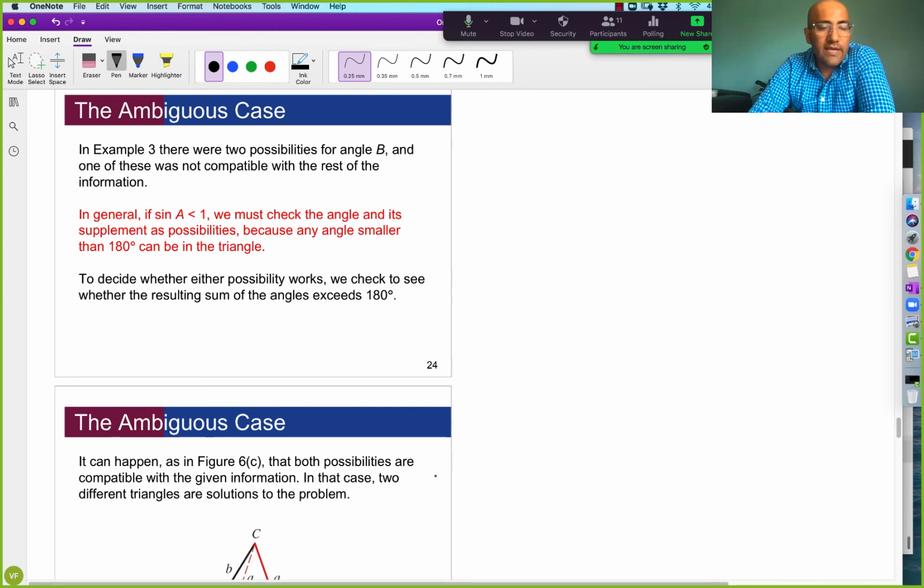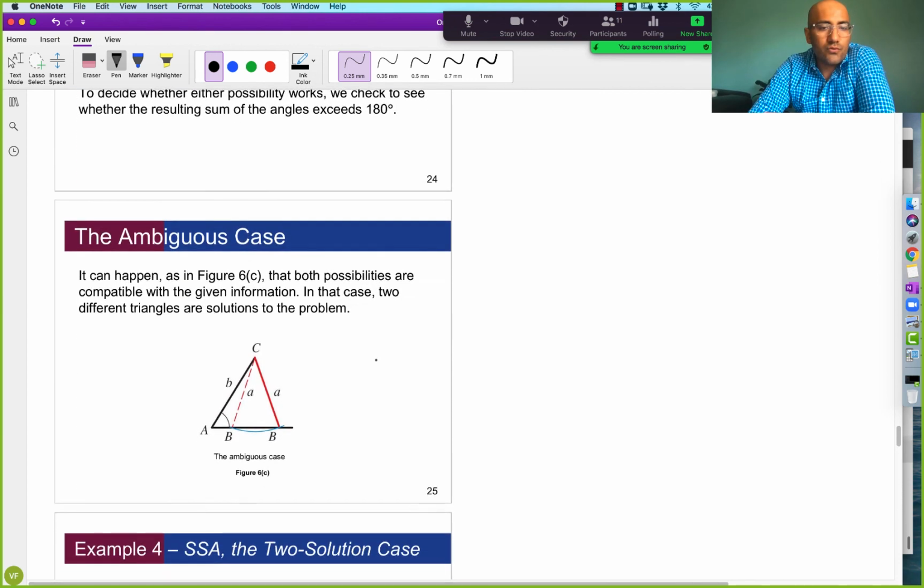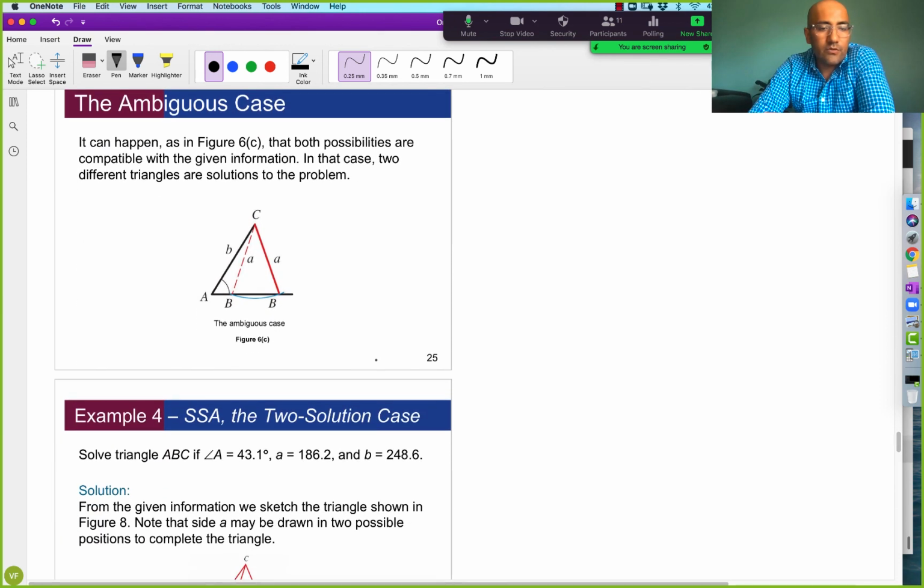So in general, if sine A is less than 1, we check the angle and its supplement as possibilities, and any smaller, okay. So the case where we might have two solutions.